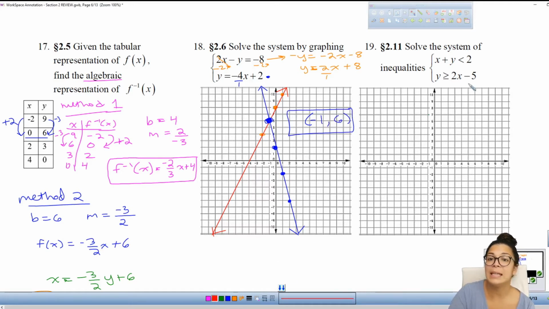Let's move on to number 19. Now, number 19, we're solving the system of inequalities. So I need to go ahead and graph both of these inequalities. I'm going to isolate y by subtracting x on both sides here. Then with y is less than -x plus 2.